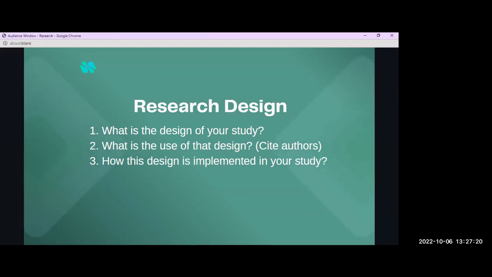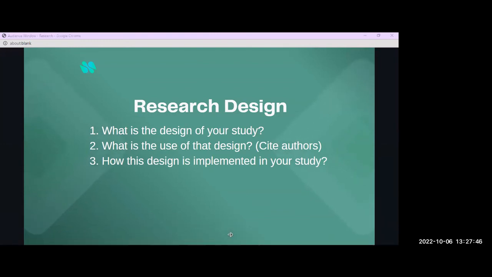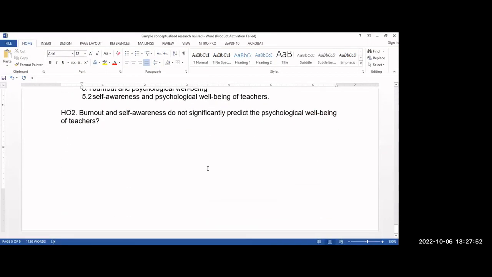So what are the guide questions when you write the research design? Okay. These are the guide questions. What is the design of your study? Okay. Then what is the use of that design based from literature? And how this design is implemented in your study? So these particular questions are very important so that it's very easy to understand the appropriateness of your design to the study that you are conducting.